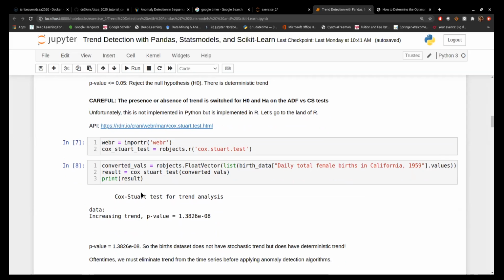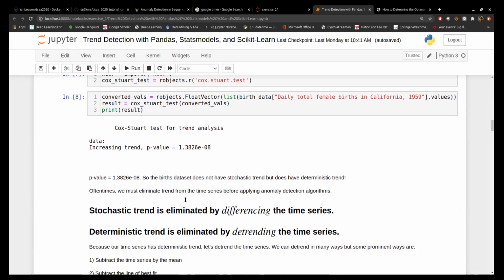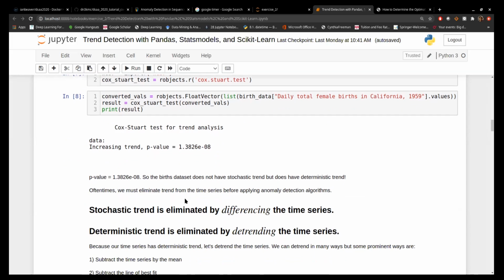In this case, the p-value is less than 0.05, so there is deterministic trend, and how we're going to remove it is by subtracting the line of best fit. I will acknowledge that there are many ways you can find this line of best fit. We simply don't have the time to go over every single method, so I'm just going to do a very simple method using scikit's linear regression.